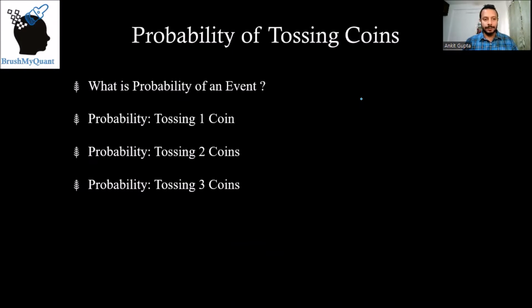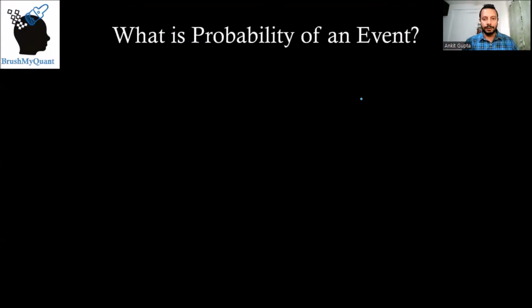In this video, we'll be talking about probability and how to find probability when you're tossing one coin, two coins, or three coins. So let's get started with today's video on probability. This is what we are going to discuss today. We'll talk about what is probability of an event, and then we'll run through how to find probability when we are tossing one coin, two coins, or three coins.